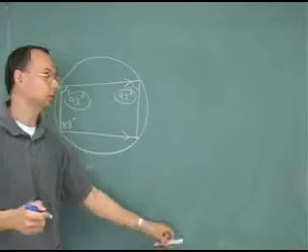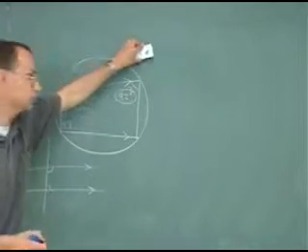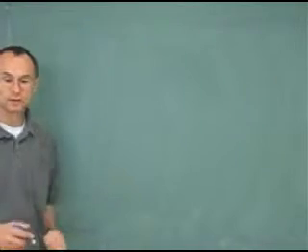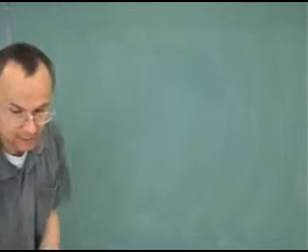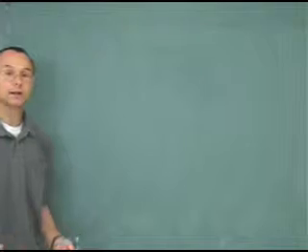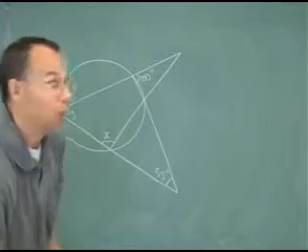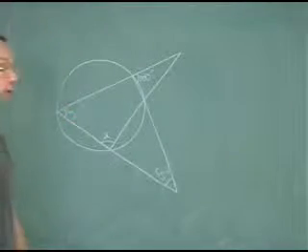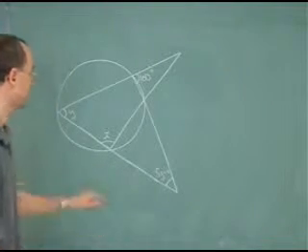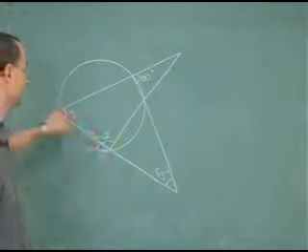So that's an example of cyclic quadrilateral in action. Let's look at another one that's a little bit more complicated. And I think I'm just going to turn the camera off. Okay, here's an example, and we're going to try and figure out these missing angles, angle x and angle y.